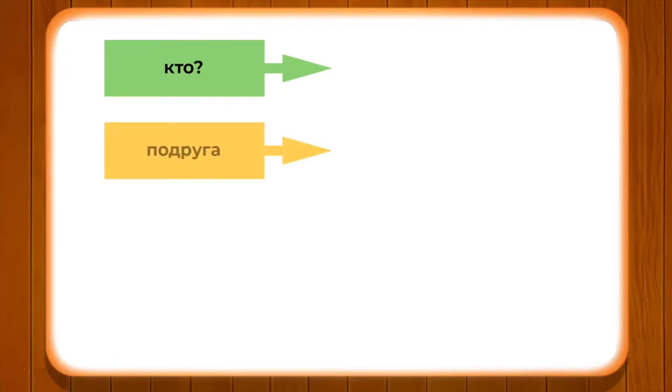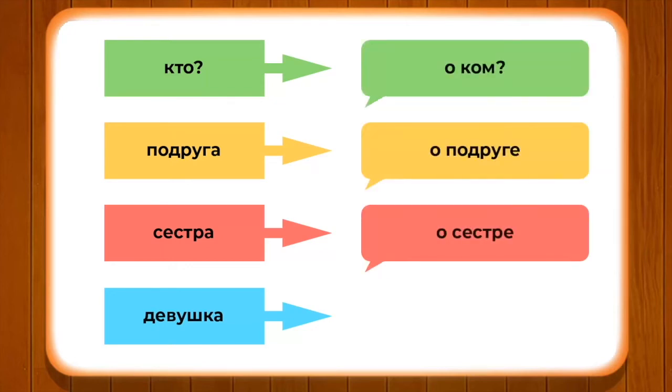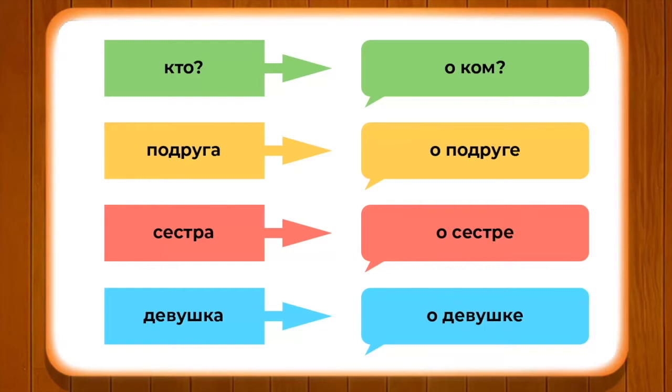So, we have words like подруга, сестра, девушка, and they change into о подруге, о сестре, о девушке. The basic rule is that the ending goes away and is replaced by е at the end. For example, о ком он говорит? О подруге. О ком он думает? О сестре. These kinds of constructions we have already done in our previous module.